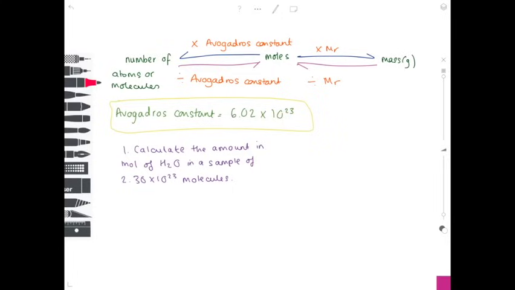So in this first example, we're calculating the amount in mole of water in a sample containing 2.30 times 10 to the 3 molecules. So we're looking for the amount in mole. We have been given the number of molecules, so we're looking for moles, which is in the middle of this arrow setup. We've been given the number of molecules, and now we just need to follow the arrowhead to work out what we need to do. And so clearly we need to take the number of molecules and divide by Avogadro's constant.